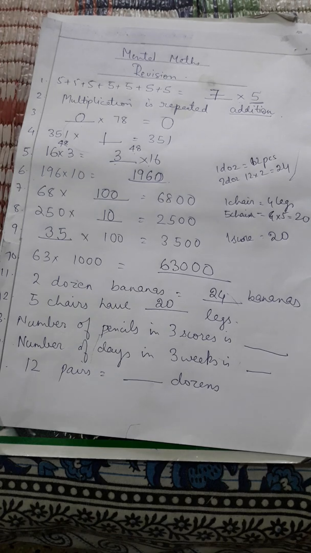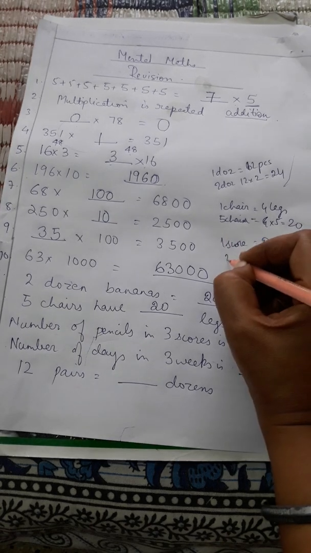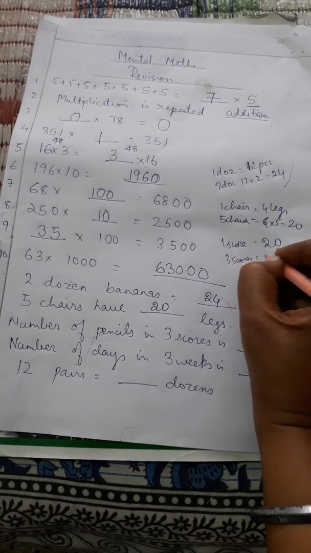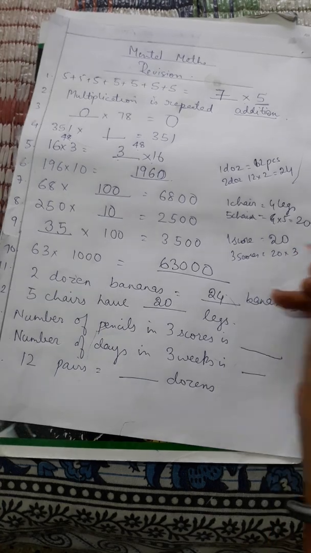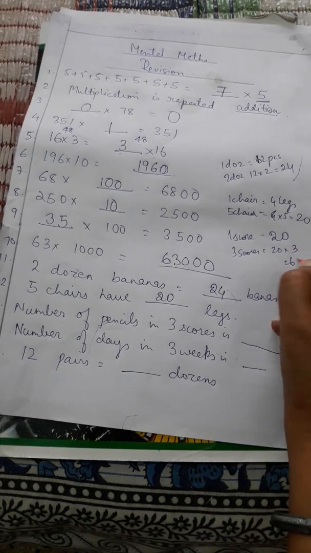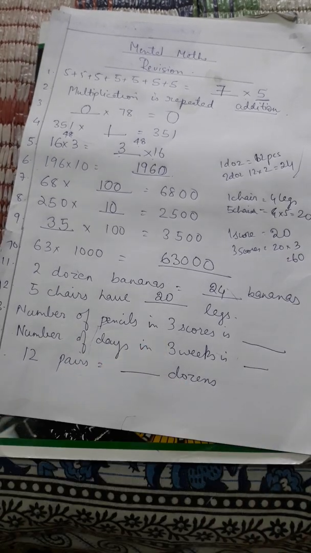So in 3 scores, 1 score is equal to 20. So 3 scores will be 20 into 3. 20 into 3 is how much? 60. The number of pencils in 3 scores will be 60.